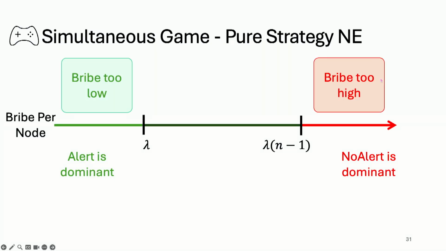So we analyze the game, and let's see what one single node can get. So if a single node gets a bribe that's below lambda, then the dominant strategy for this node is to always alert, meaning that regardless of what other nodes decide to do, this node is always better off alerting because the bribe is too low, basically. And the other end of the spectrum is also true. So if the bribe offered to a node is higher than lambda times n-1, then not alerting is the dominant strategy because the bribe is so high that it just makes sense not to alert. And the question is, what happens in this range in between?